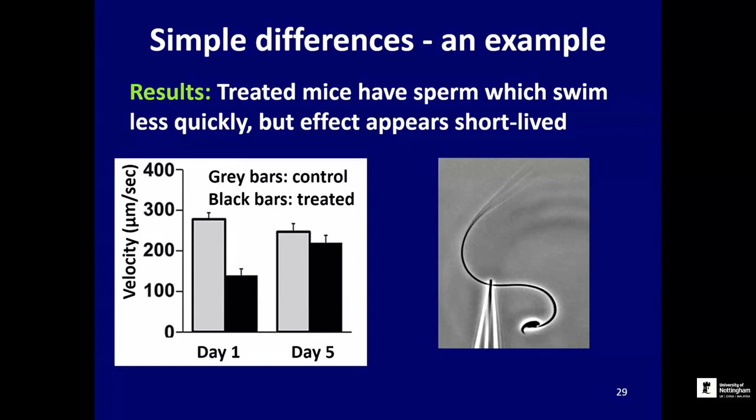In grey, we've got the control mice who were not treated with calcineurin inhibitors, and in black, we've got the mice that were treated. And so what you can see from the graph is that after 1 day, or at the end of the calcineurin inhibitor treatment, it looks like the average swimming speed of sperm from the control mice is perhaps twice what it is in the treated mice, suggesting that calcineurin inhibitor treatment really does reduce the sperm swimming speed, which could then reduce fertility.